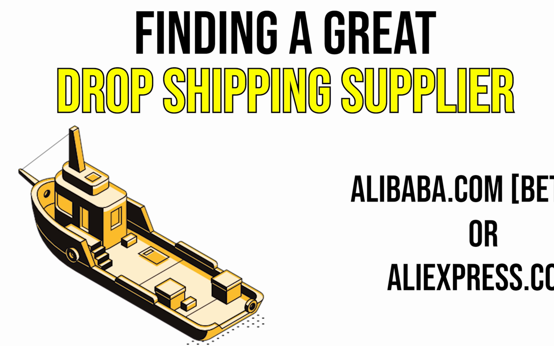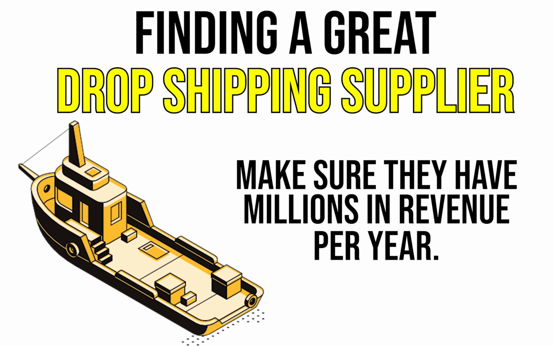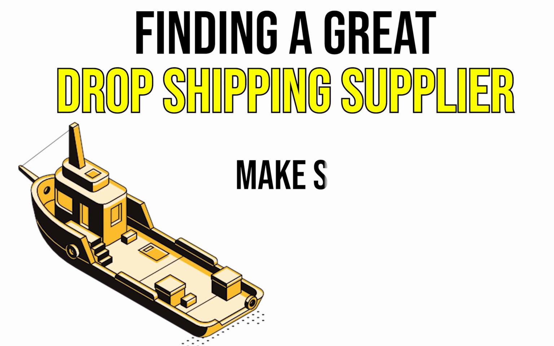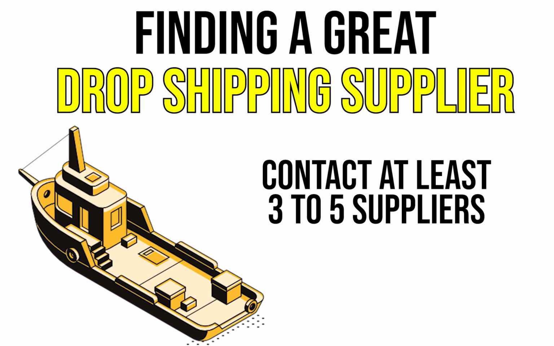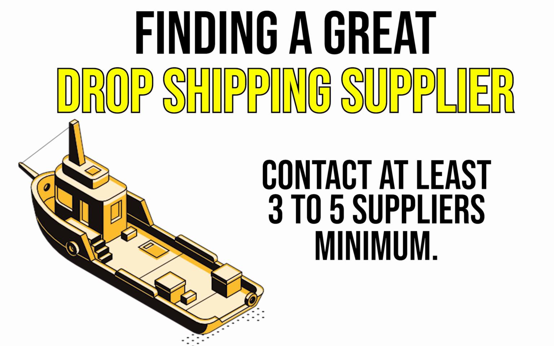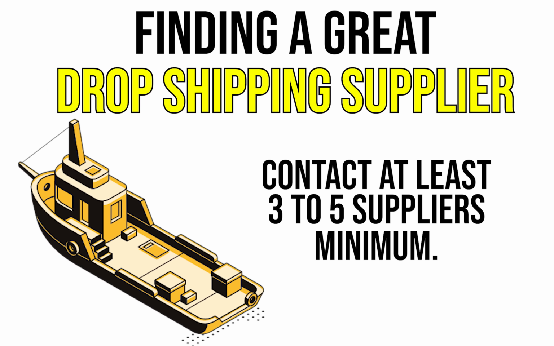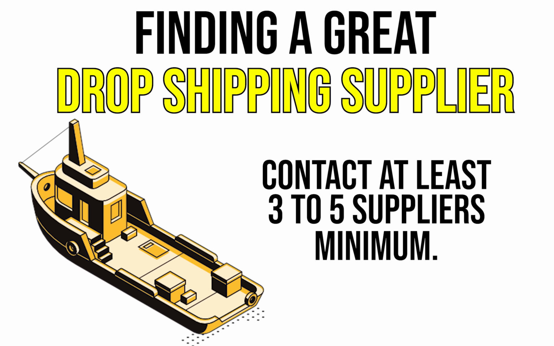We want to make sure that the suppliers we're contacting have millions of dollars in revenue per year, and I'm going to show you how to look at that as well. We also want to make sure they've been in business for at least 2 years. And we want to contact at least 3 to 5 suppliers at a minimum, because if we only contact one, then we don't have any reference point in terms of prices. We don't have any negotiating power because we don't know what the accurate prices are for a particular product, and if we're getting ripped off or getting a fair deal.